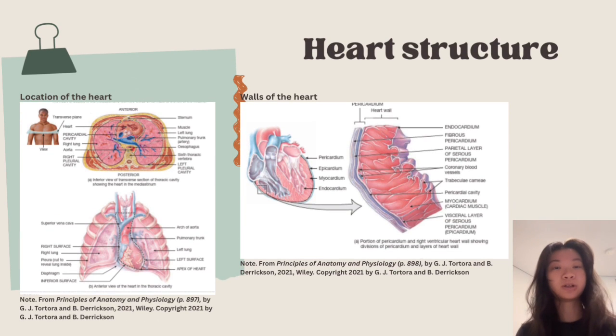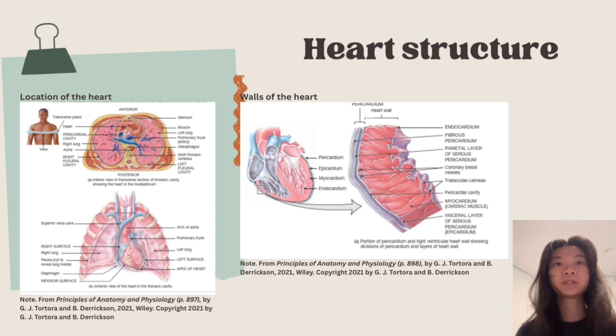So, heart structure. The heart is located in the mediastinum, the area between the sternum and the vertebral column, from the first rib to the diaphragm and between the lungs. The apex of the heart rests on the diaphragm, and the base is on the opposite of the apex.